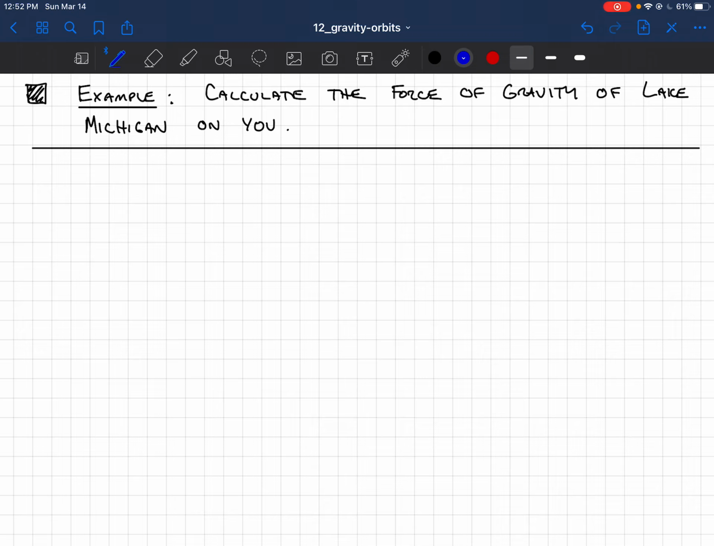Okay, we'll do 3 examples now. The first one, we'll just calculate the force of gravity just to sort of see what its magnitude looks like. We did one example just now. If you have the whole Earth pulling on you, then you get a force which is equal to your weight, mg. What if we try to calculate the force of Lake Michigan pulling on you?